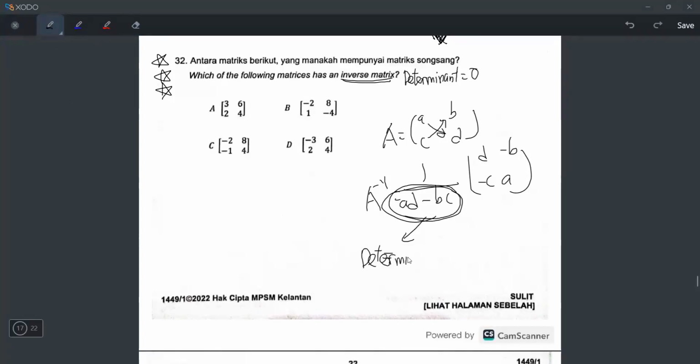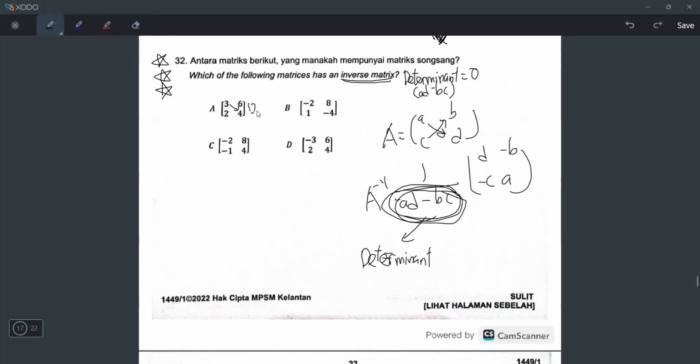And also we have a name for this. We call it determinant. So what is determinant? The ad minus bc. Okay. So if they say the matrix does not have inverse, it means ad minus bc is 0. If they say the matrix has inverse, then ad minus bc is not 0. If it's not 0, then it means the matrix inverse exists. Okay. So let's try to find the determinant.